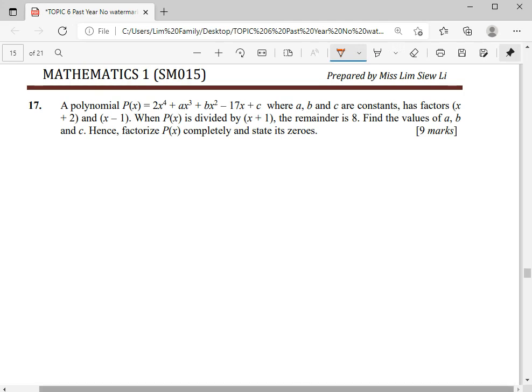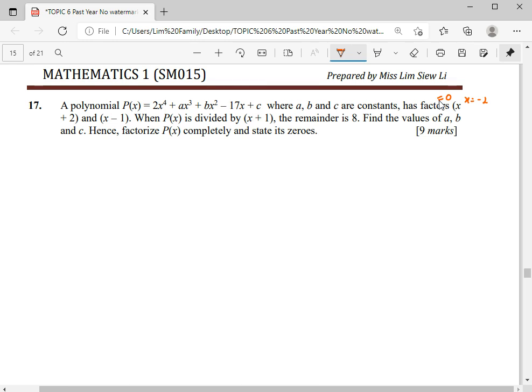You see question 17. They give us a polynomial which is power 4, and we are missing values here. The coefficients A, B, C, D are constants. They said it has a factor. As a factor means our polynomial will equal 0. When x plus 2 is a divisor, it means x equals negative 2. That will be our first factor theorem.